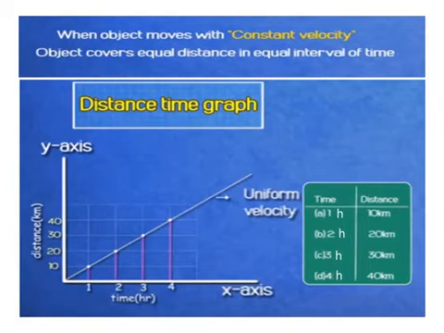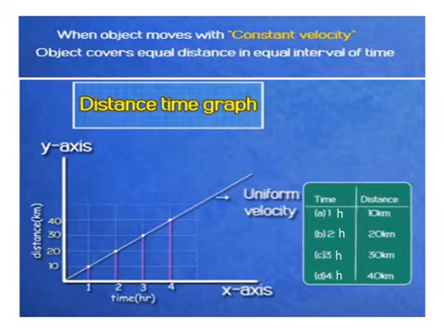What do you mean by constant velocity? Already we have seen the definition. If a body moves equal distance in equal intervals of time, then the motion is said to be with constant velocity. Now look at the table which is given in the green. Let us take an object which travels 10 kilometers for the first hour, 20 kilometers for the second hour, 30 kilometers for the third hour, and 40 kilometers for the fourth hour.